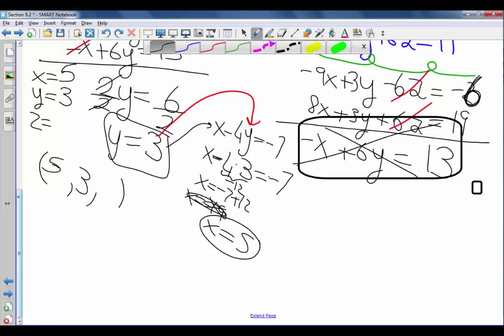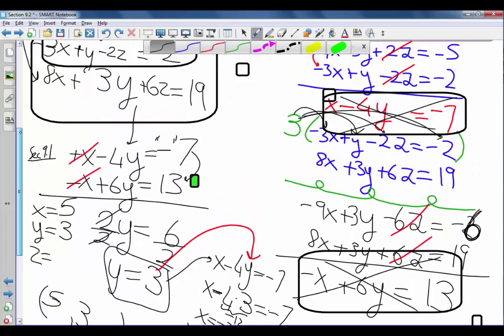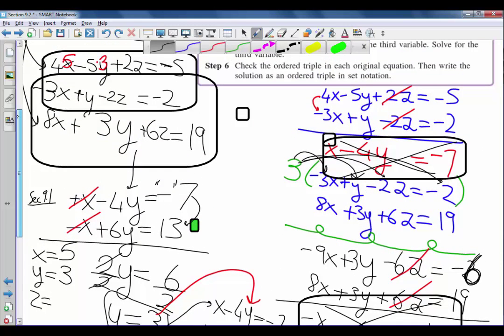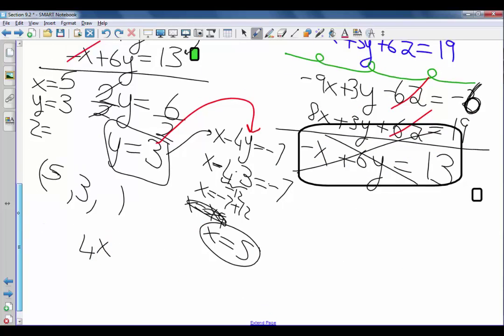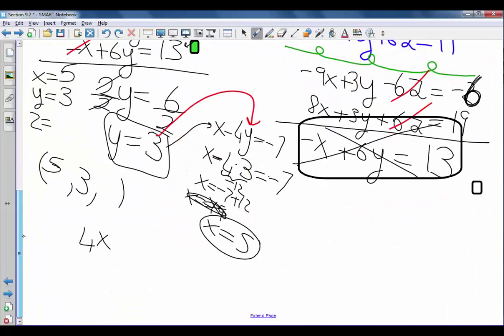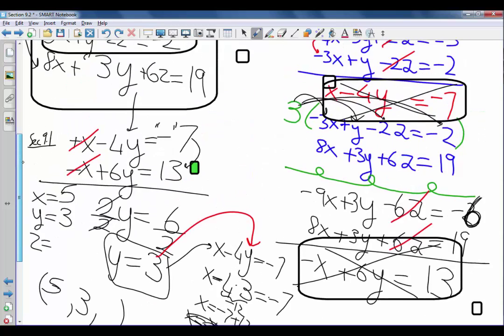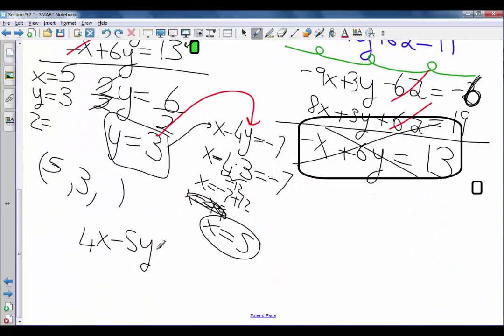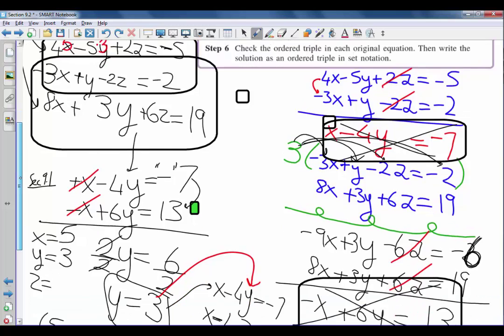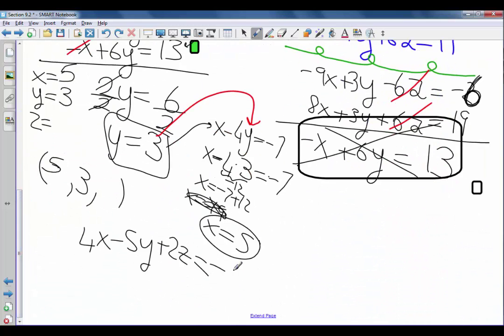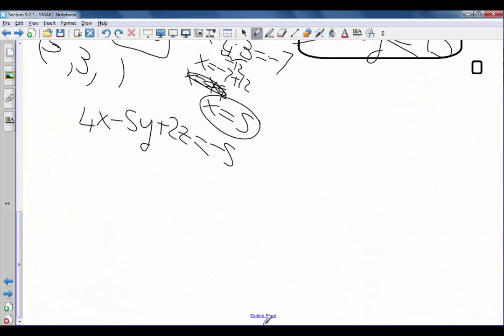So, as long as you can memorize that equation, 4x, 5y, 2z. 4x, 5y, and 2z equals, do you feel dizzy after this class? -5, you go a lot of up and down.